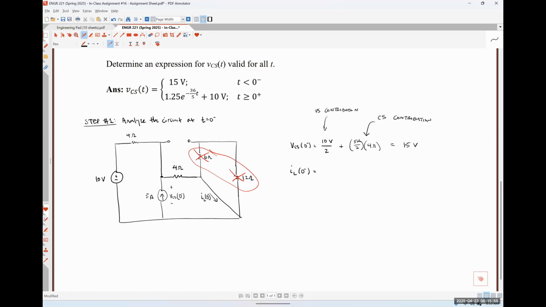Yeah, absolutely right. So all of our inductor current, IL at 0 minus, flows through that 4 ohm resistor. Since we know the voltage drop across the 4 ohm resistor and the resistance of the 4 ohm resistor, it stands to reason that it's just going to be 15 volts over 4 ohms. Which is going to be, let's see. Actually, I guess I could just leave it as 15/4 of an amp because that's fairly simple and straightforward.